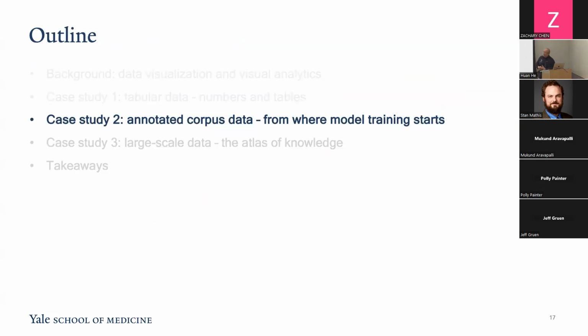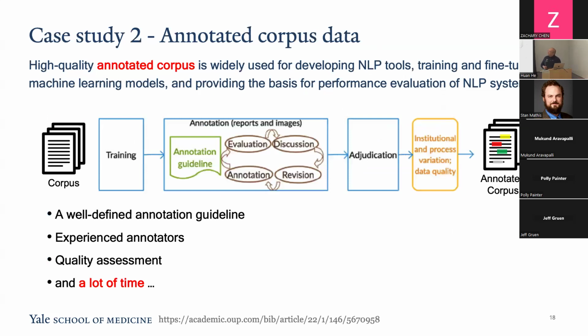Then let's move to the second case study. The second one is about annotated corpus data, and I also noted that it's where model training starts. So basically, it's related to text annotation.